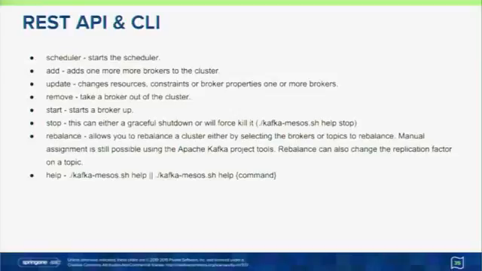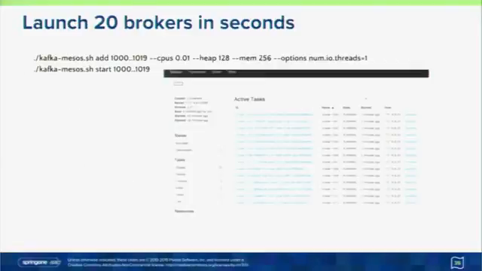Pretty much anything that you could think of that you can do with Kafka, you can basically do through the REST API programmatically in an automated way, or from a command line as an operator, essentially, right? Everything. Topic creation, updates of configs, rolling restarts, the whole nine yards. And it's really simple. You could launch 20 brokers in seconds. You can go into the Vagrant folder of the project and Vagrant up and run this, and then boom, you've got 20 brokers running in a couple seconds.